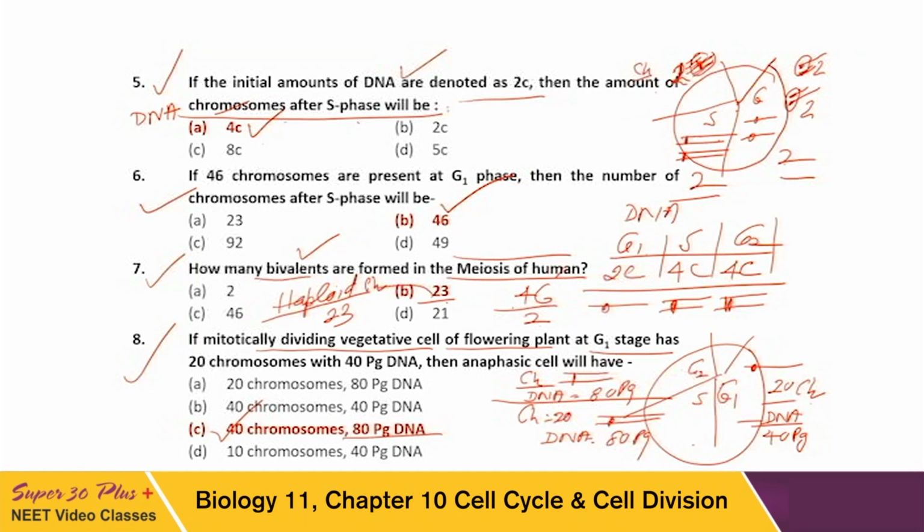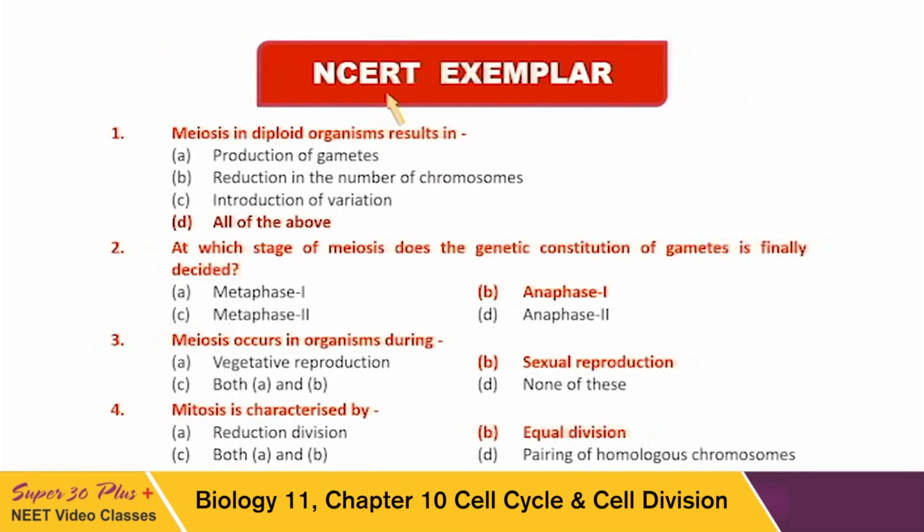Is it right? Okay. Come to some NCERT examples. Meiosis in a diploid organism results in what? Yes, it can make gametes. It reduces the number of chromosomes. It introduces variation because of crossing over. The right answer will be all of these.